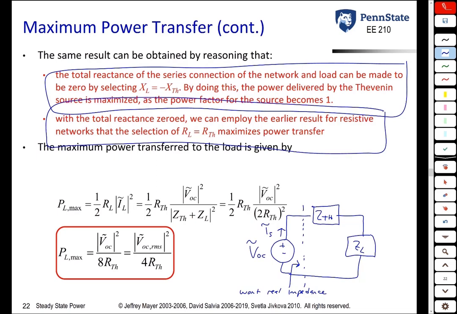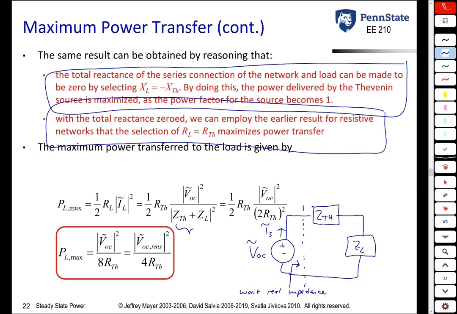So what is the actual amount of power that's transferred when you have this maximum power transfer case? We know that the power absorbed by the load is always 1/2 RL times the magnitude of the current squared. But the magnitude of the current squared is the magnitude of the voltage squared divided by the impedance squared.